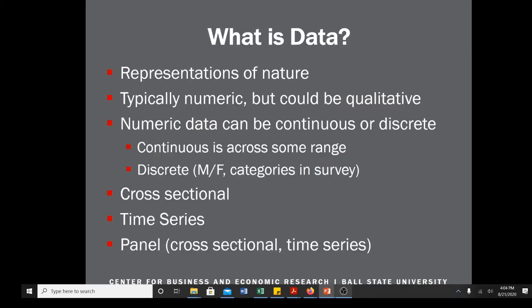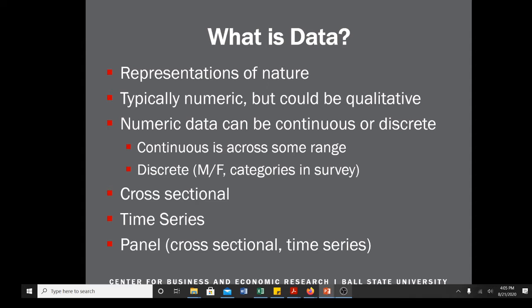Data is some representation of nature. It's typically numeric, but it could be qualitative. Numeric data could be the number of people in a household, the stock price of a company. And then qualitative data is usually something that's descriptive. And all disciplines will use some combination of these. More typically, numeric data is used in economics, and in finance and accounting. Qualitative data more likely in management or marketing.